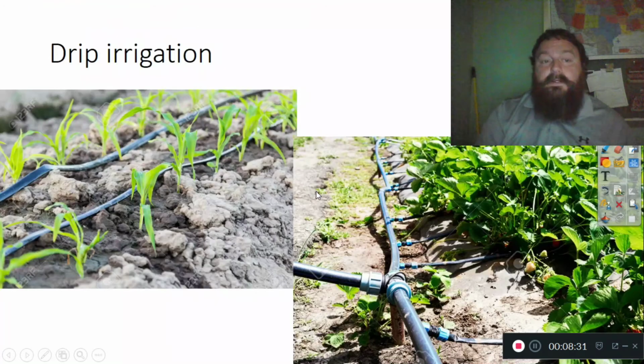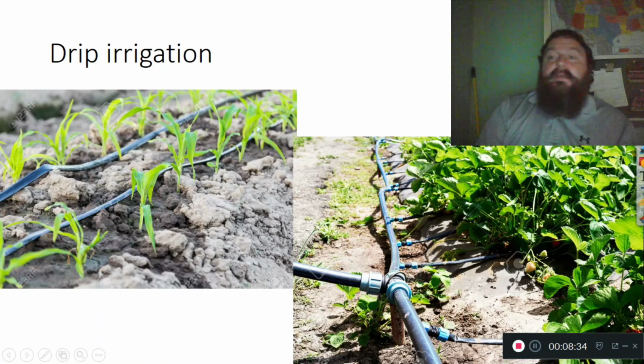The next type is going to be our drip irrigation. Again, this is the best one we should be using, but it's the least commonly used.